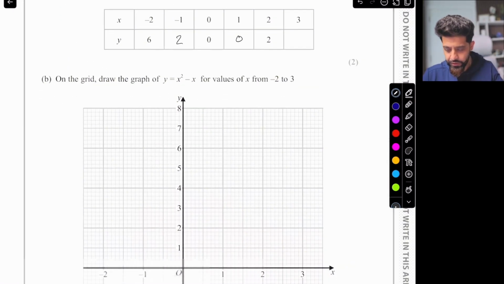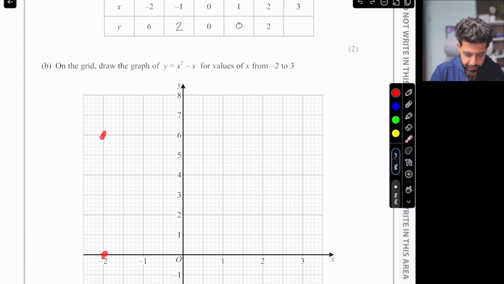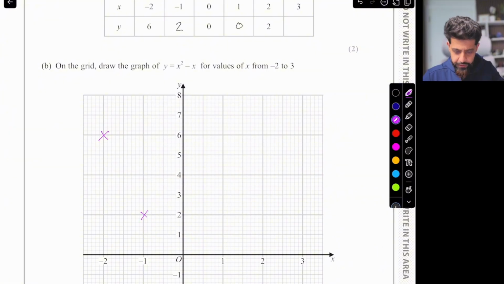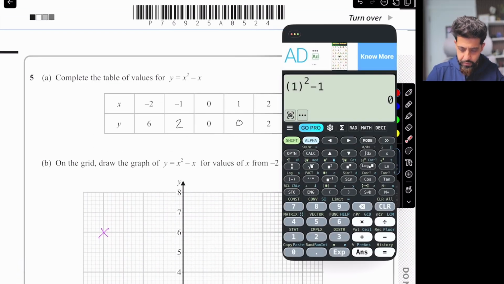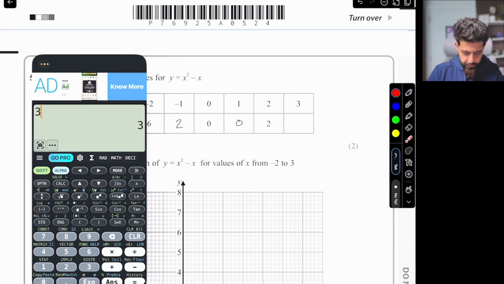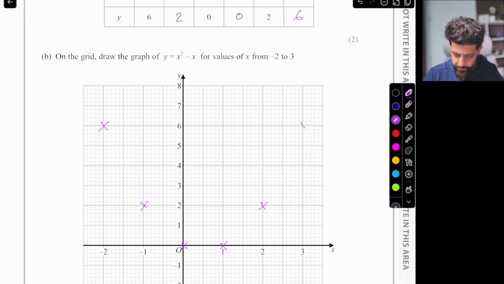Okay, so now we're going to plot this. So the first plot is -2 and 6, so x is -2 and y is 6. So that's our first plot right there. Next one is -1, 2, right here, 0, 0, 1, 0, 2, 2. Oh, we haven't done the 3 yet. Okay, let's do the 3. So that will be 3 squared minus 3, 6. There we go. So that's 3, 6 right there.